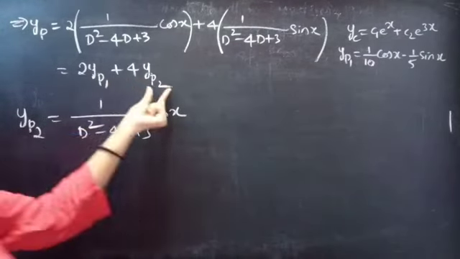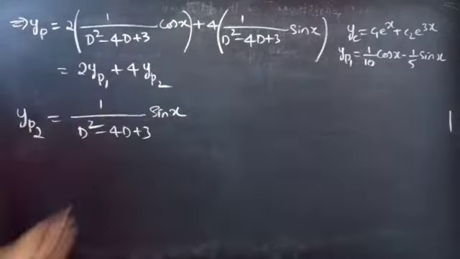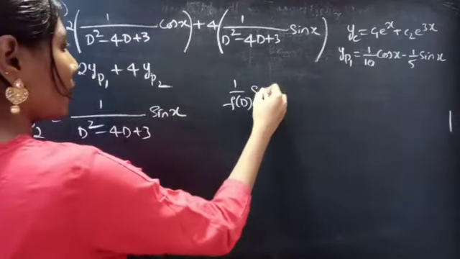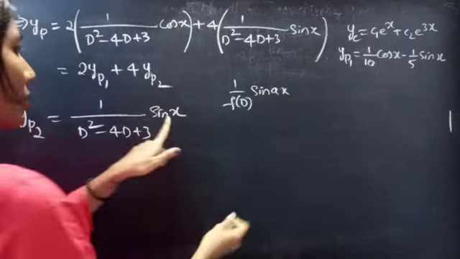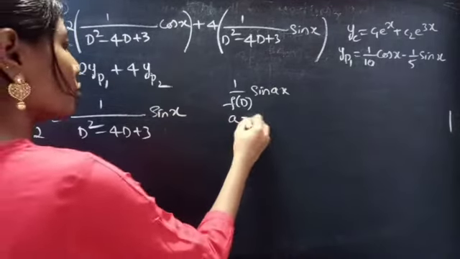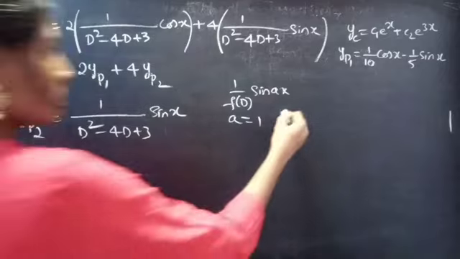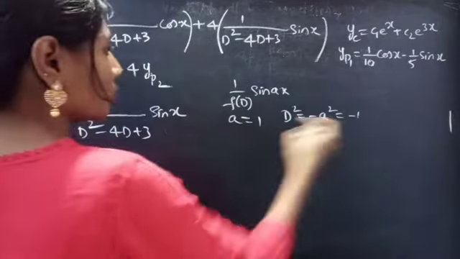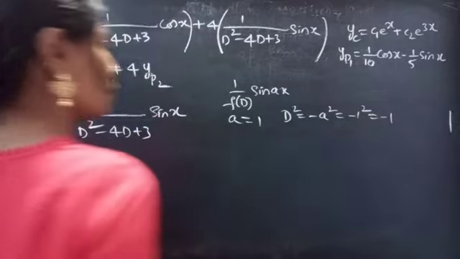Now let's find yp2. We have yp2 1 by f of d into sin x, right? This is of 1 by f of d into sin ax form. Compare sin x with sin ax, we'll get a equals to 1. Now we need to find d square, which is given by minus a square. For a equals to 1, we'll get minus 1 square, which is equals to minus 1, right?